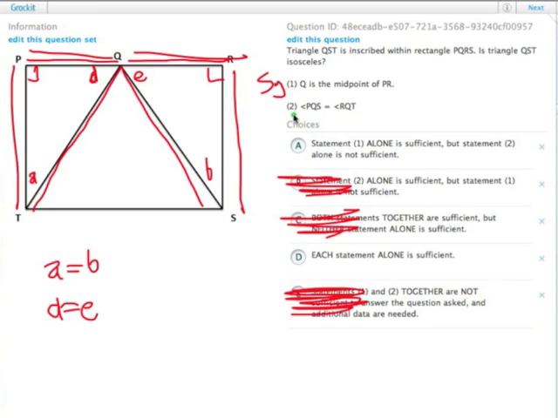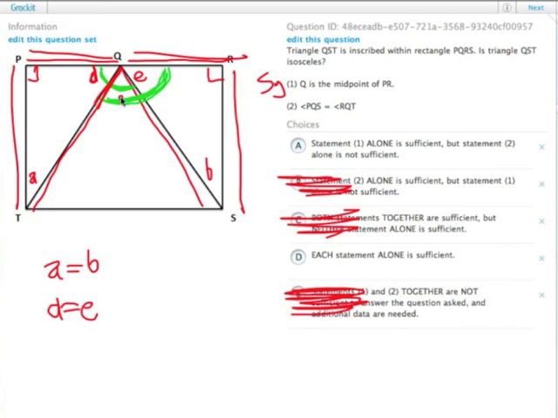Statement 2 tells us that angle PQS, so that's this angle here, PQS, is equal to angle RQT, which is this angle, which is interesting. Now, if those two are equal, the thing that they have in common is this middle angle here.